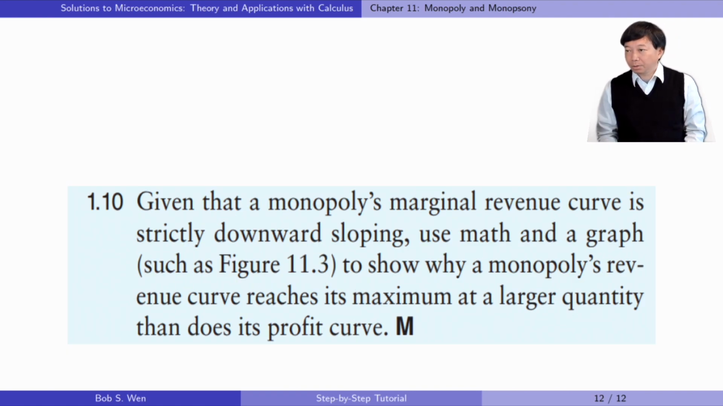Let's find answers to exercise 1.10. Given that a monopoly's marginal revenue curve is strictly downward sloping, use math and a graph to show why a monopoly's revenue curve reaches its maximum at a larger quantity than does its profit curve.